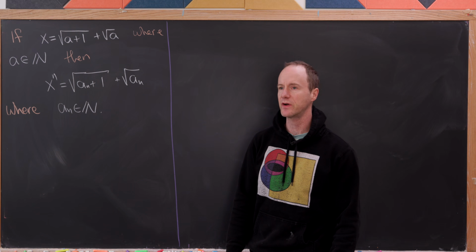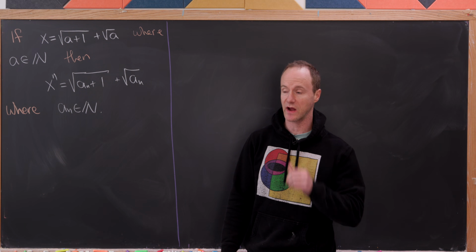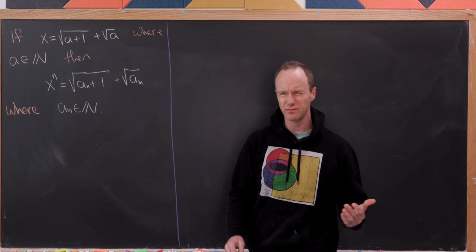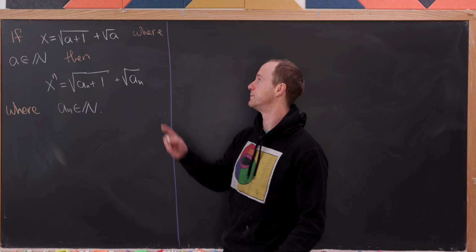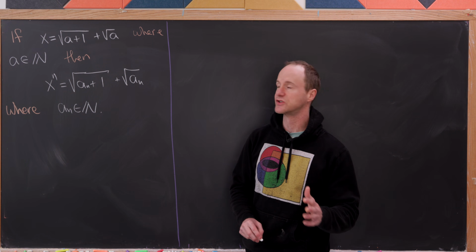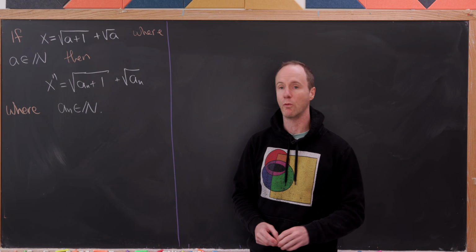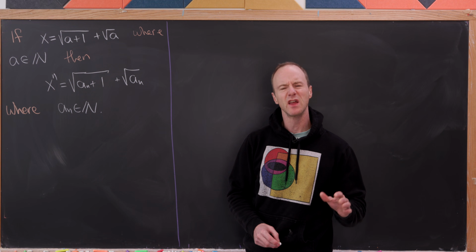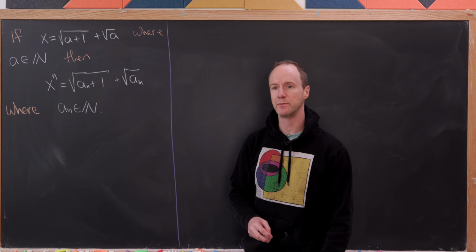They were looking at a pretty interesting result regarding the closure of a certain class of irrational numbers. So let's see a more careful statement of that situation. Let's say that x is a number of the form square root of a plus 1 plus square root of a, where a is a natural number. Notice that x is pretty clearly irrational here.